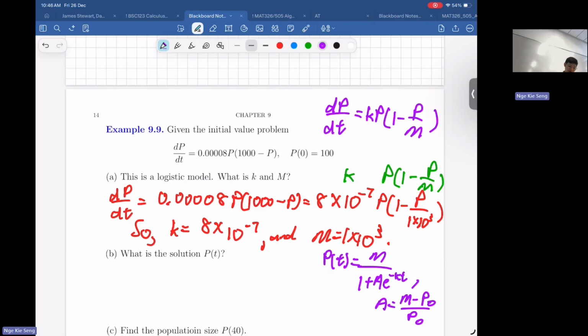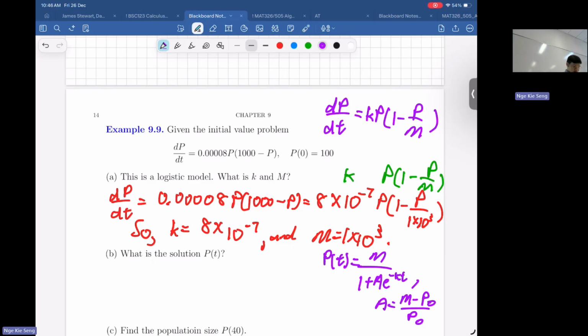So we have k, we have m. We should be able to find our pt now. But we still need to find a, right? But a is related to the initial value, and the initial value is just 100. So you can put everything together. Your carrying capacity is 1000, but then you start with 100, and then you grow and you reach 1000.